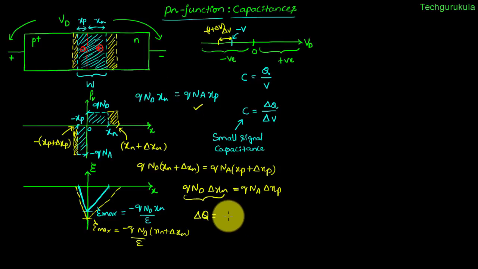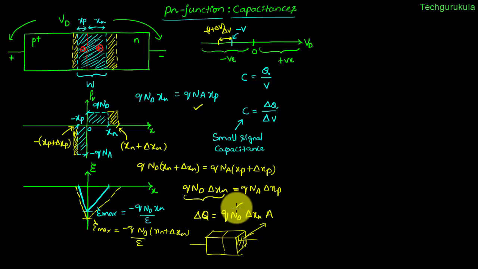So we can write the total charge increased as q nd times del xn times the area. Area is nothing but the cross-sectional area of the PN junction diode. So to represent, let me take the diode is like this, and these are the two terminals. Then this is the area I'm talking about. This is the cross-sectional area of the PN junction diode. So this would be the charge.